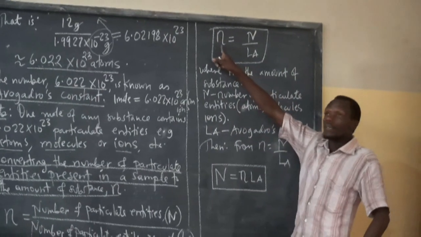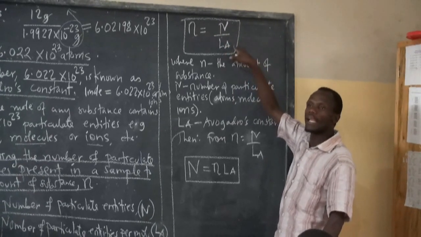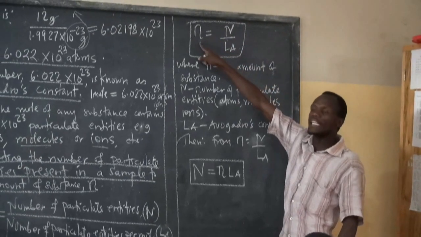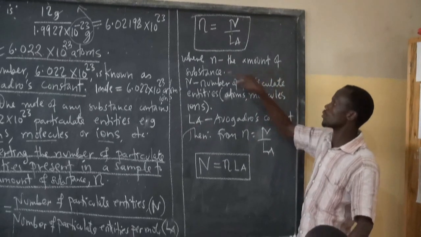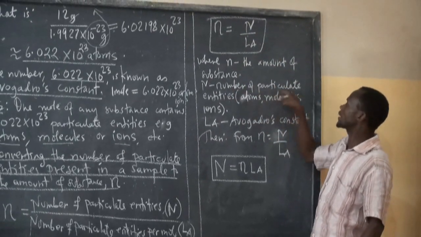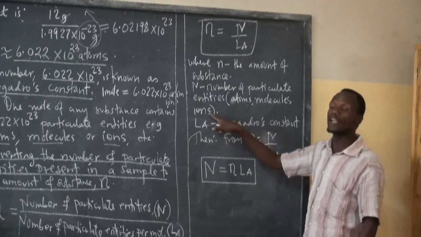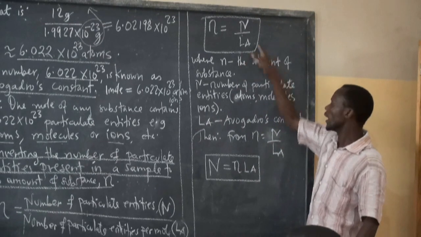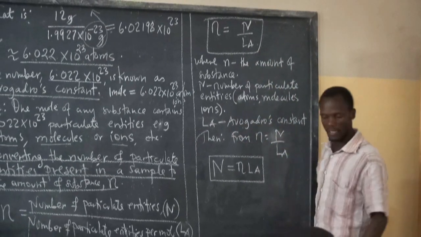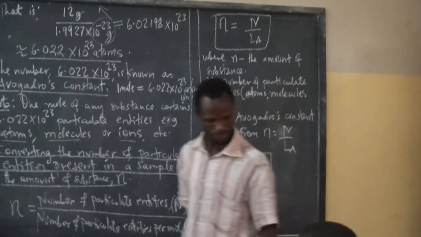Small n is equal now to capital letter N over LOA. Small letter n represents the amount of substance. Capital letter N represents the number of particulate entities. Those are the atoms, molecules, or ions. And LOA represents Avogadro's constant, which is constant as it is named.